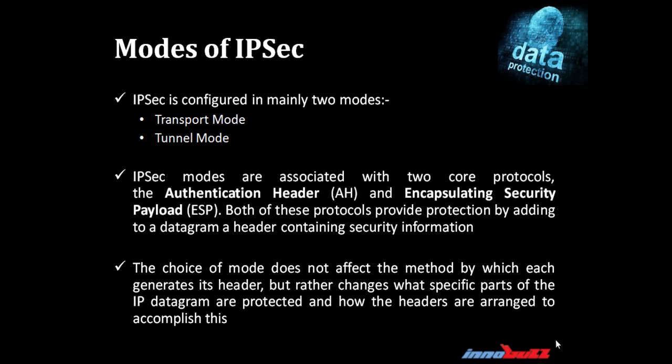Now IPsec is configured in mainly two modes, transport mode and tunnel mode. IPsec modes are associated with two core protocols, the authentication header, that is AH, and encapsulating security payload, that is ESP. Both of these protocols provide protection by adding to a datagram a header containing security information. The choice of mode does not affect the method by which each generates its header, but rather changes what specific parts of the IP datagram are protected and how the headers are arranged to accomplish this.